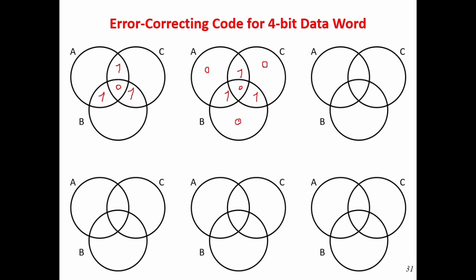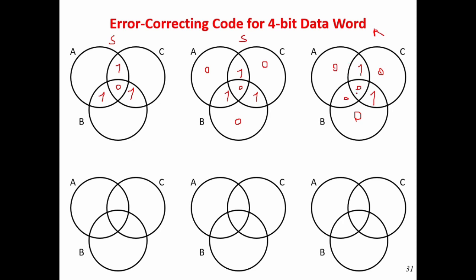Because all of them are odd. And suppose here, for instance, we have 0, 0, 0, 0, 0, 1, 1. Suppose this is the one that is received by a receiver. This is the sender part, and this is the receiver. Suppose this piece of information is received by the receiver, right?